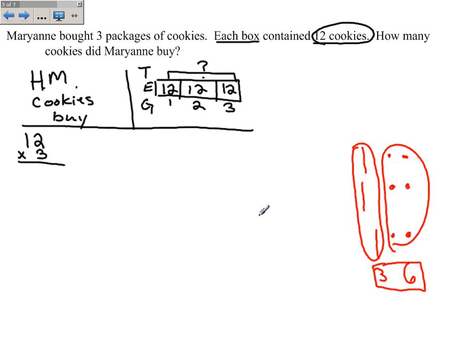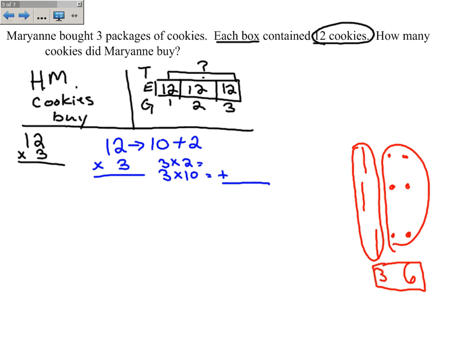So we did it as a picture. But 12 times 3, 12 is really 10 plus 2. So really what I'm doing is I'm multiplying 3 times 2 and 3 times 10. Well, those are easy enough problems to solve. 3 times 2 is 6, and 3 times 10 is 30. When I add them up, I get 36. Just the way that we have down there.